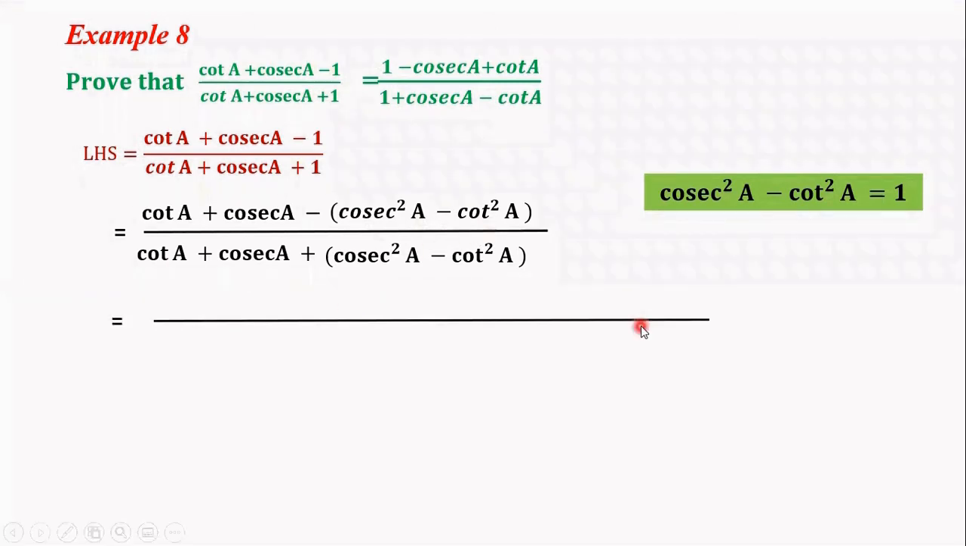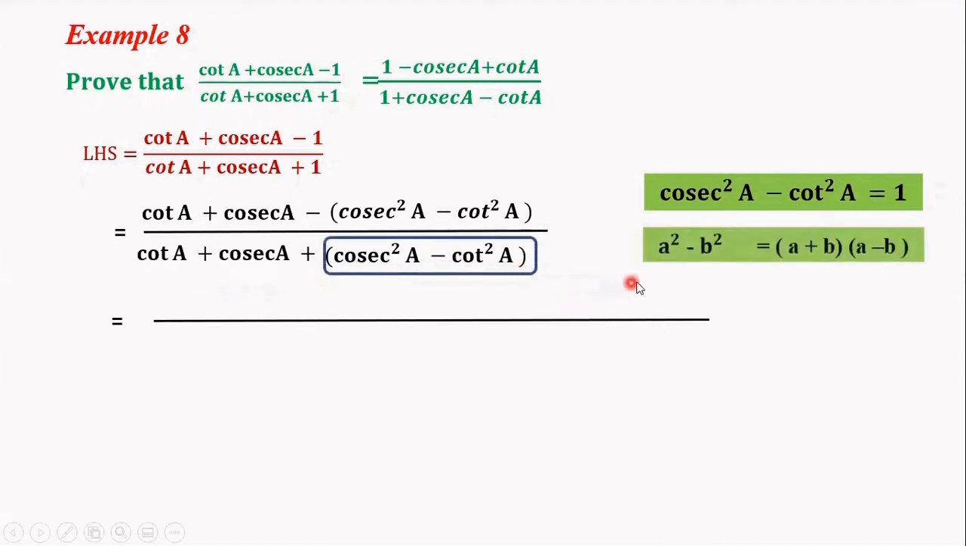Next step, the first two terms of the denominator as it is, and the third term of the denominator, it is in the form of a square minus b square, whose formula is a plus b, a minus b.